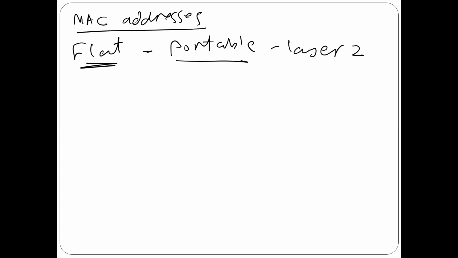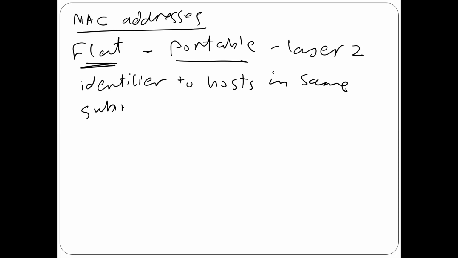And actually MAC addresses are identifiers for computers in the same network or sub-network. So this is actually an identifier to hosts or computers in the same sub-network. Because later we're going to use the word network when you have multiple sub-networks. So inside the same network or sub-network, MAC addresses are the identifier.